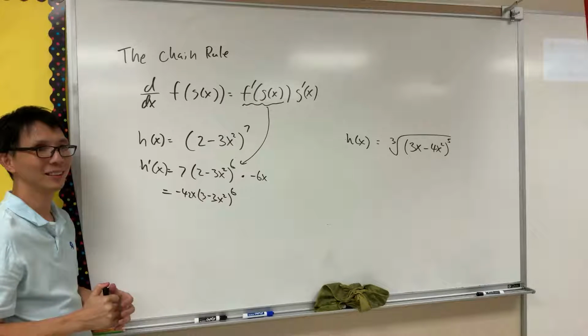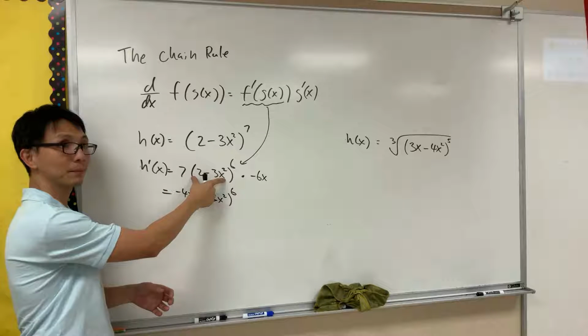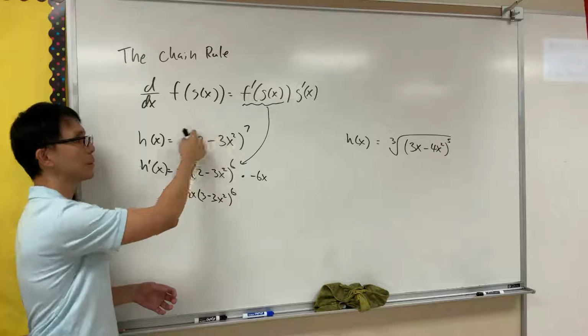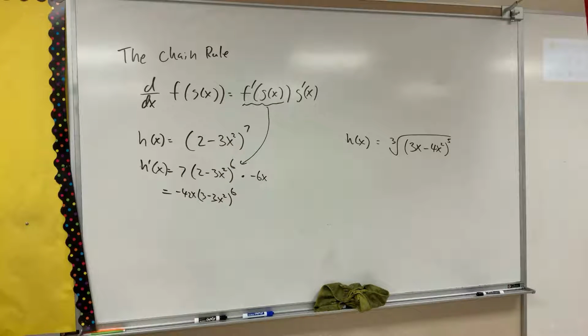Mr. Ye, I still don't get how you got the negative 6x. Okay, I take a derivative of the inside, the inner function, because look at the equation. But how'd you get 3 minus 3x squared? Yeah, I'm confused about that.